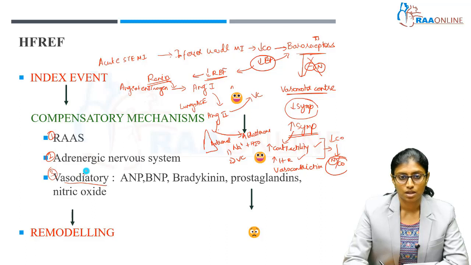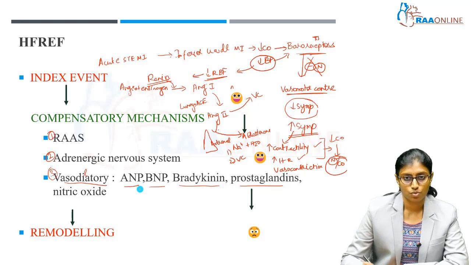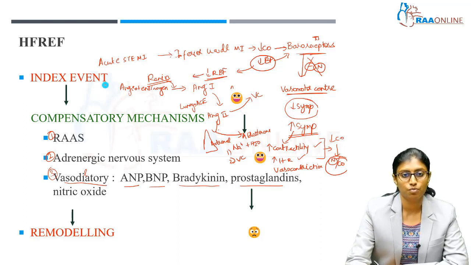Vasodilatory peptides are getting released, like your atrial natriuretic peptide, brain type natriuretic peptide, bradykinin, prostaglandins and nitric oxide. All these vasodilatory peptides are going to cause dilatation of the blood vessels and ensure that sufficient blood reaches all the vital organs. So this is what happens in a brief period of time.